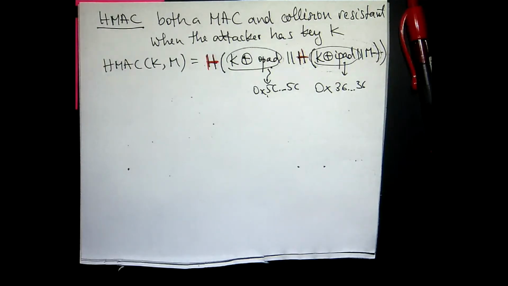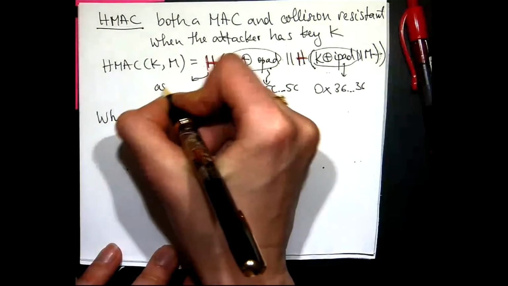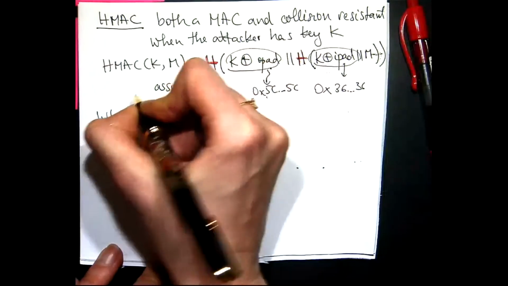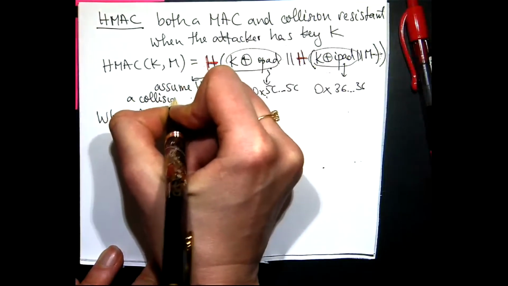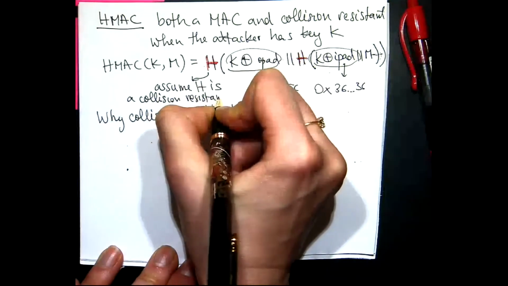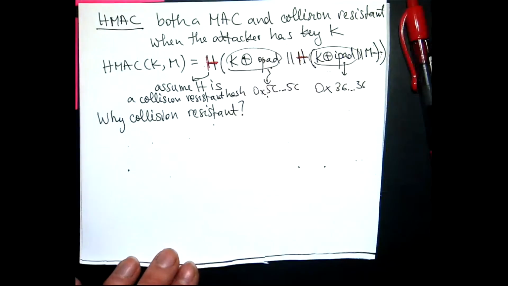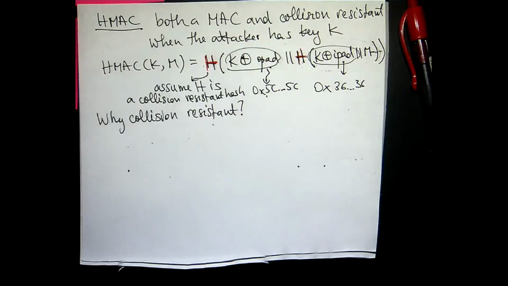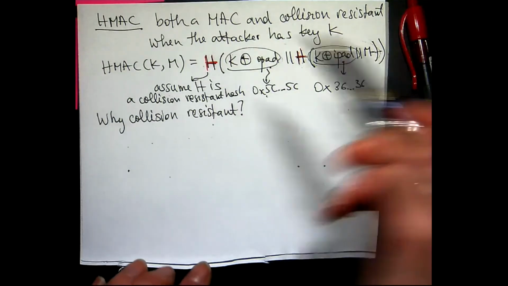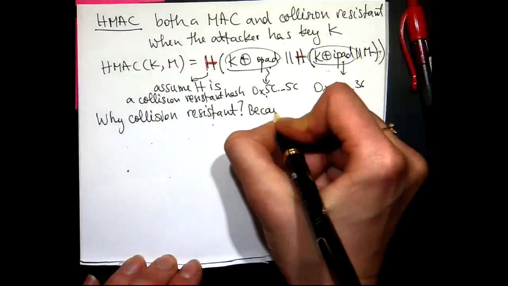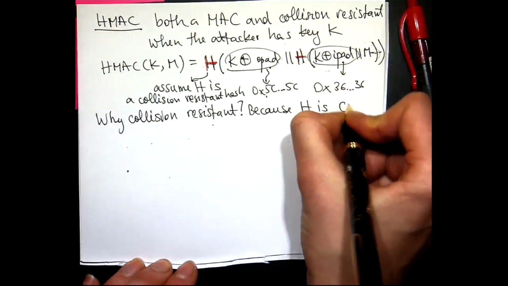Why is this a MAC and why is this a hash? Why is the HMAC collision resistant? So again, we are going to assume that H is a collision resistant hash. Why is this collision resistant? Right, exactly. So it's collision resistant because H is collision resistant, okay?